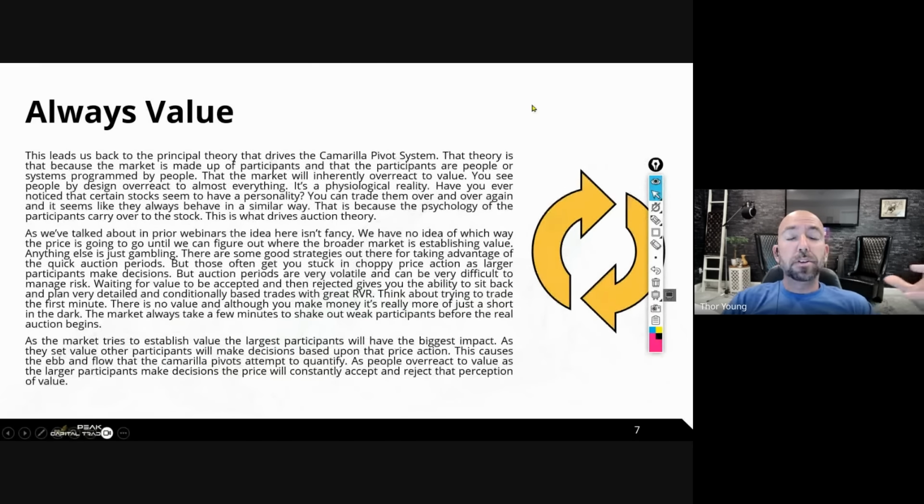So that leads us back to the principal theory that drives the Camarilla pivot system. That theory is that because the market is made up of participants, and the participants are people or systems programmed by people, the market will inherently overreact to value. You see, people by design overreact to almost everything. It's just a psychological reality, right? Every time you place certain stocks, they always seem to move the same way. You can trade them over and over again. That's because the people involved in the algorithms are participating in a very similar way, right?